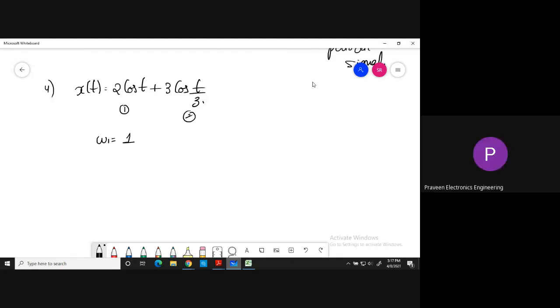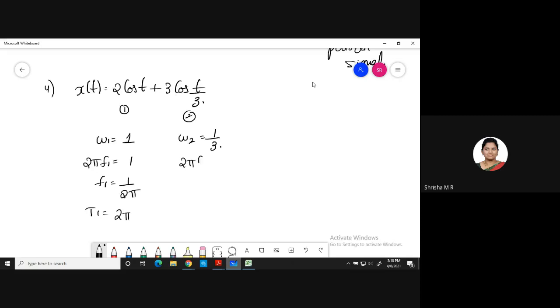In the second part, what is omega 2? 1 by 3. So find T1 and T2. Okay, 2 pi f1 is 1, so f1 is 1 by 2 pi. So T1 is equal to 2 pi seconds. Similarly, you have 2 pi f2, which is equal to 1 by 3. So f2 is equal to 1 by 6 pi. So T2 is equal to 6 pi seconds.